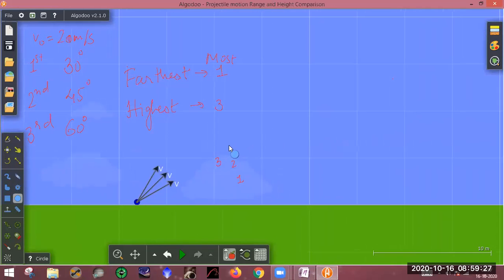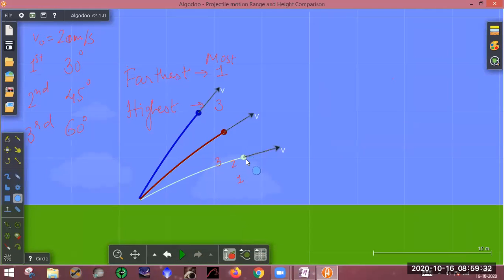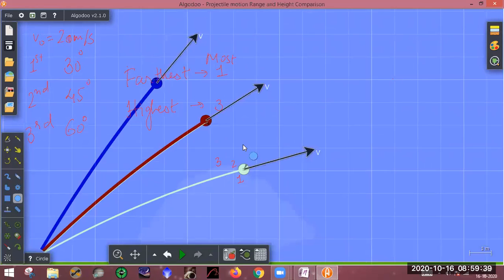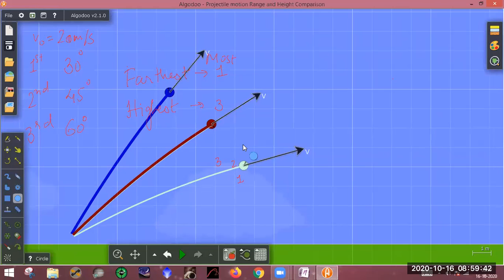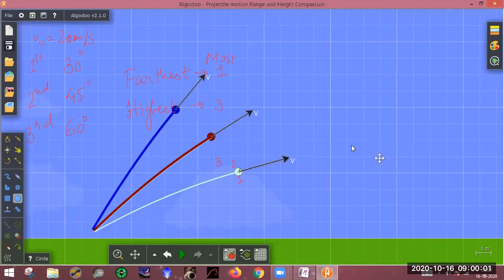All right, 1 2 3. So this is number one, right? White is number one, red is number two, and blue is number three. I hope you all can still see it. Now would you like to change your opinions? No? Fine, let's play it till the end. Let's see what happens.